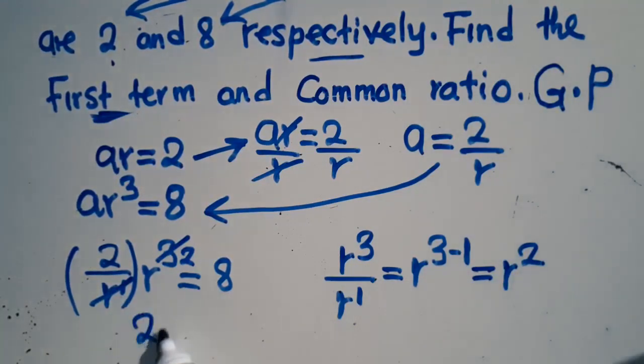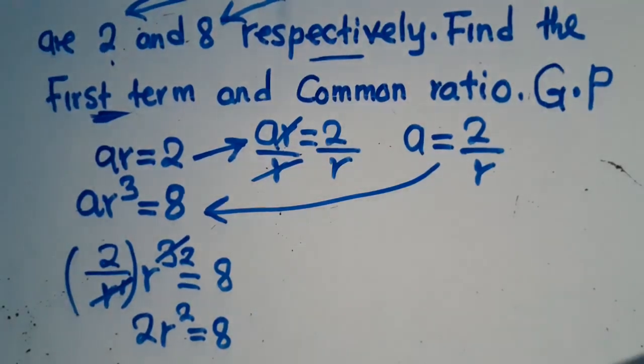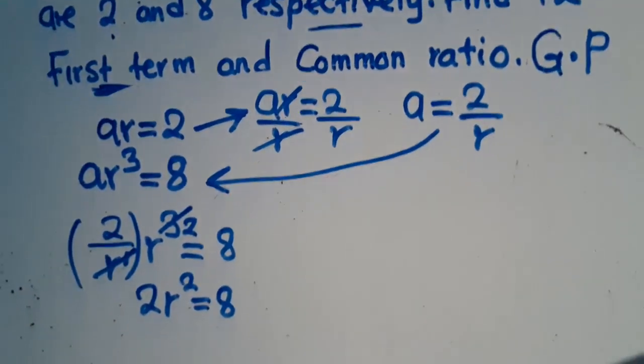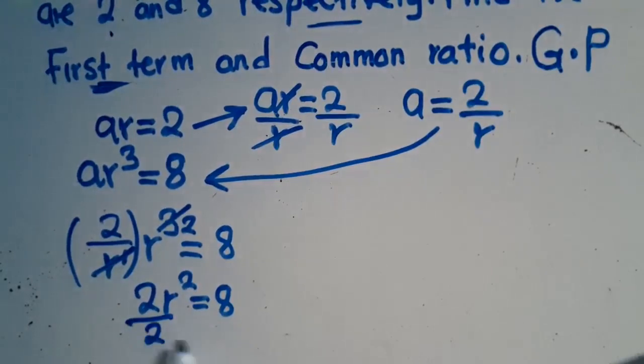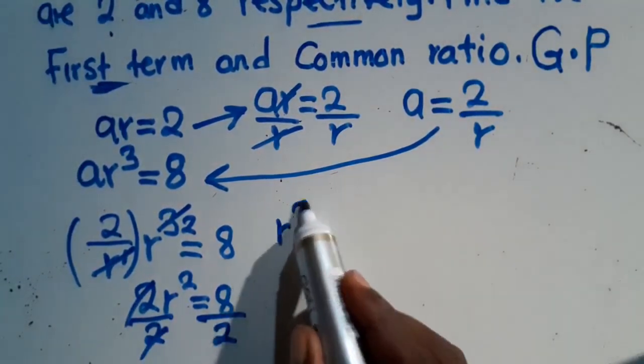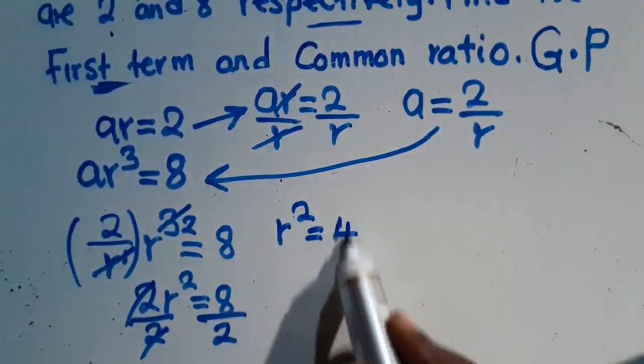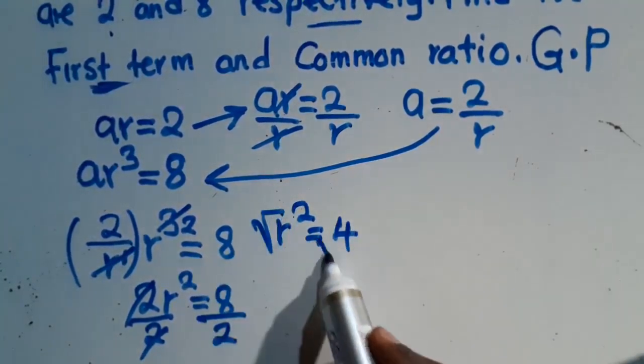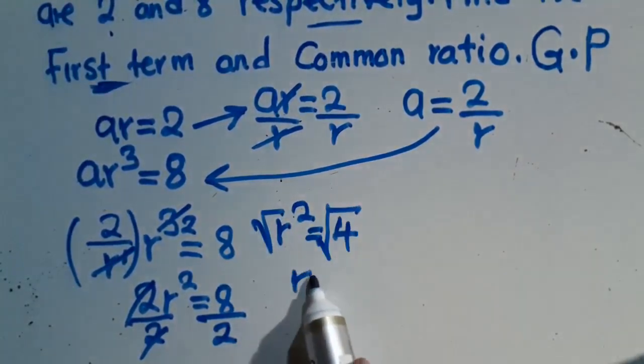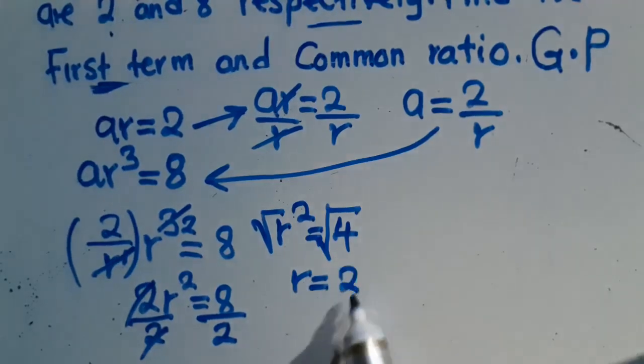So it's 2 R squared is equal to 8. Now you divide by 2 on both sides. The 2 cancels, and R squared is equal to 4. Introduce the square root on both sides, and R is equal to 2. We found the value of R.